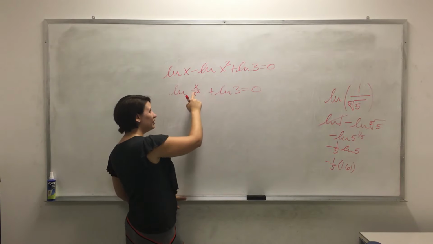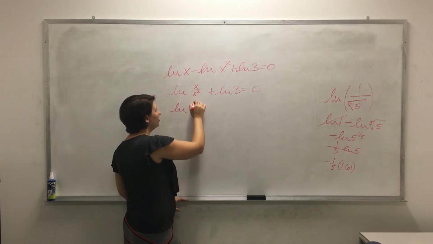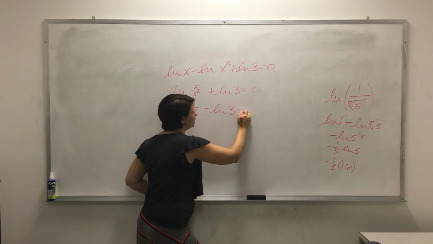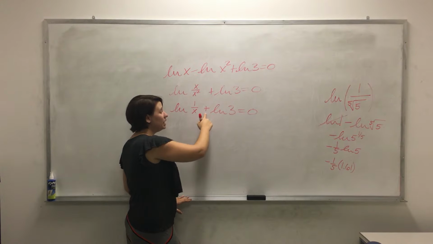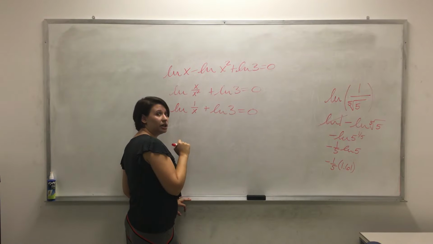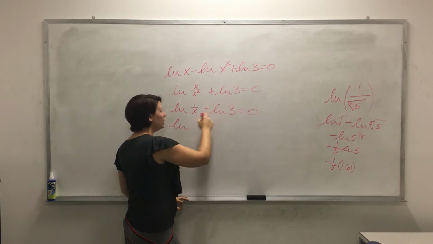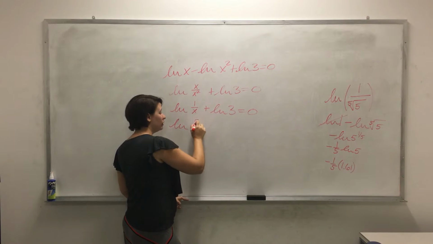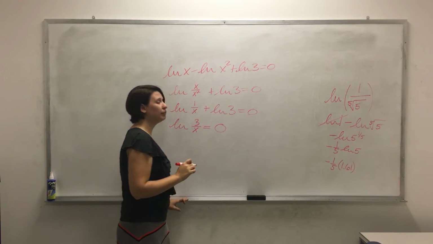So then we can simplify this. X over x squared is really just the natural log of 1 over x, still plus the natural log of 3 equals 0. Plus, on the outside of ln's, means multiplication of their insides. So we have the natural log of 3 times 1 over x, that 3 just goes in the numerator. So 3 over x is equal to 0 now.